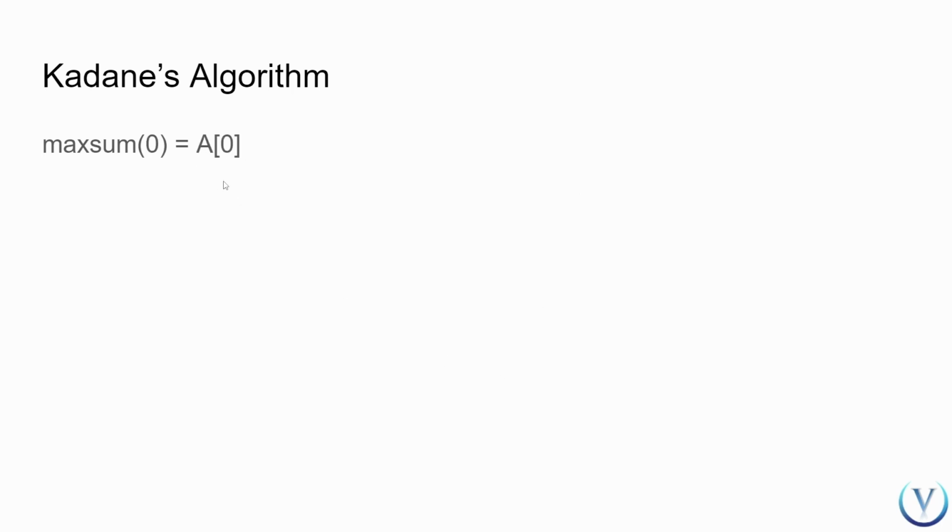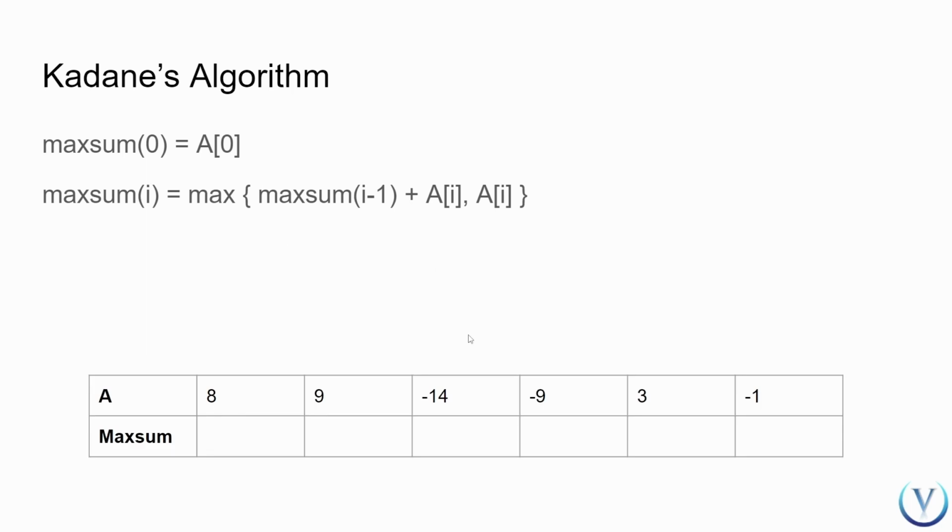Base case would be maxsum of 0 is equal to a[0]. The transition going from the state i minus 1 to the state i will be as follows. Let's run the following algorithm on the example array over here. We see that maxsum of the first index is simply a[0], which is 8, because that's the base case. The maxsum of the second index is either maxsum of i minus 1, which is 8, plus a[i], or a[i] alone. In this case, we're considering between 8 plus 9 and 9 alone, and we see that 8 plus 9 is clearly better, so the maxsum is 17.